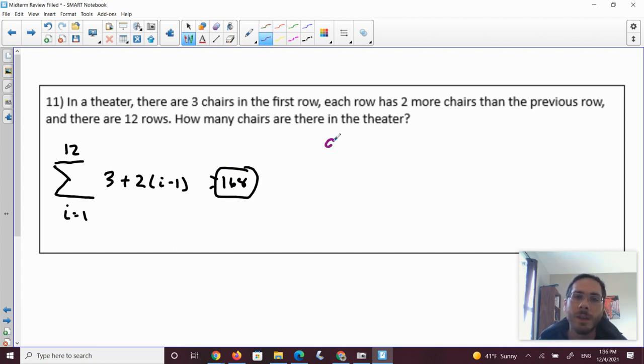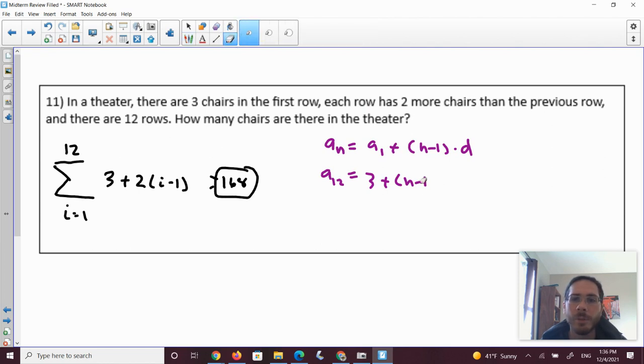So the other equation that we had was a sub n equals a sub 1 plus n minus 1 times d. So we'd have to fill everything in for this equation. In this case, a sub n is going to be the last number. So we're going to plug in a sub 12 because we're trying to figure out what the 12th row has. A sub 1 is how much is in the first row. So there's 3 chairs in the first row. N minus 1 stays as, well, no, it doesn't stay. We know how many rows we have. We have 12 rows.